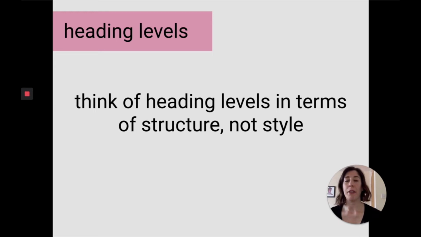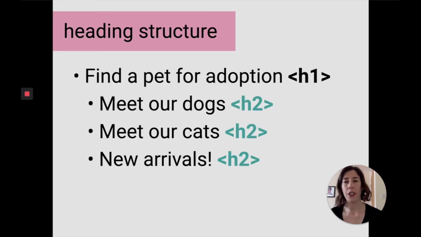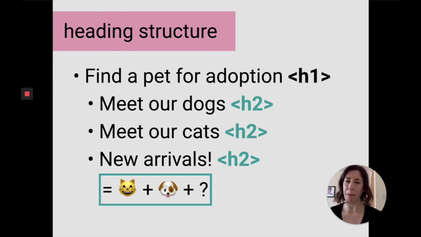And to give you a little bit of an example of how those heading levels create structure, a really simplistic example that I made up. So you have a page with its H1 saying find a pet for adoption. That's what this page is about. Brilliant. And then we have a bunch of H2s that say meet our dogs, meet our cats, new arrivals. So meet our dogs, I'm going to guess it's about dogs. Meet our cats, I'm going to guess it's about cats. New arrivals, I don't know, maybe it's dogs and it's cats, or maybe it's dogs, cats and rabbits, or maybe it's about staff, I don't know, who can say?